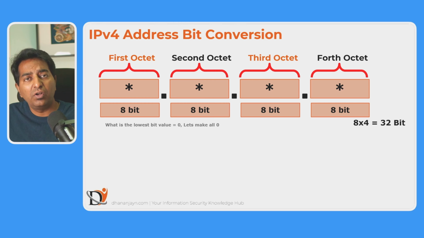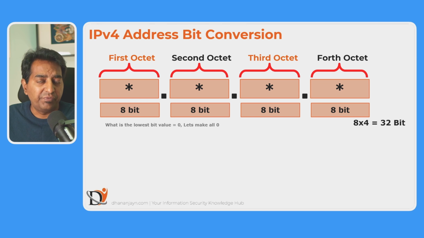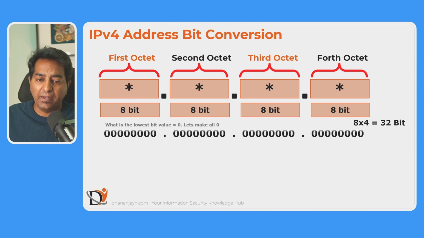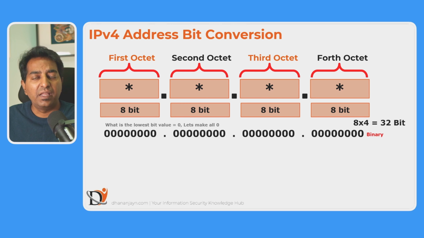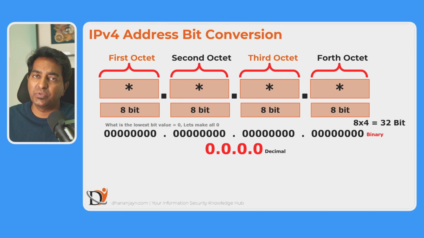Now, as we all know, computers only understand the binary language. So if it's an 8-bit address and I make all of these bits 0, then this is how it is going to look like. And this is the binary number. If I convert that to decimal, it is going to give me 0.0.0.0, which is the decimal equivalent of this number.